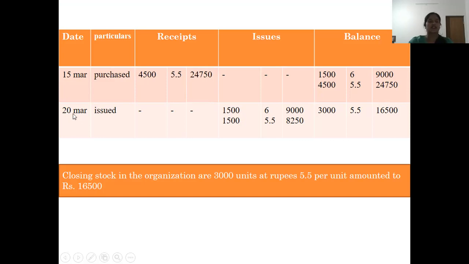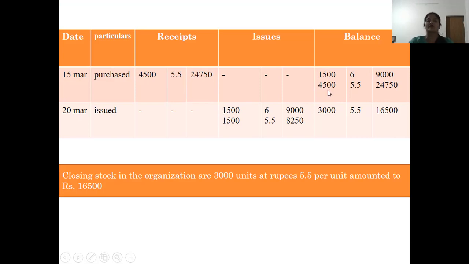So next transaction, you have issued. How much have you issued? That total is 3,000 units you have issued on 20th March. Now see here, first lot we had 1,500 issued to the production department, and out of 3,000 you have issued 1,500. Still how much should be issued? Another 1,500 should be issued from the 4,500 already purchased on 15th March.